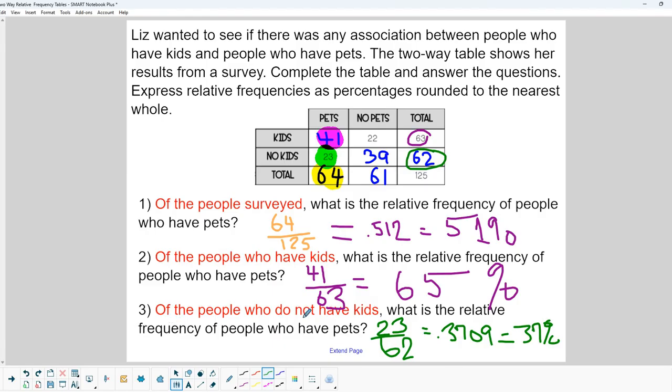Number 3, of the people who do not have kids, no kids, there's 62 of those. What is the relative frequency of people who have pets? So that would be 23 out of 62, which when you divide that, you get 0.3709, which rounds to 37% when you round it to the nearest whole percent, like it told us to, right? Very good.